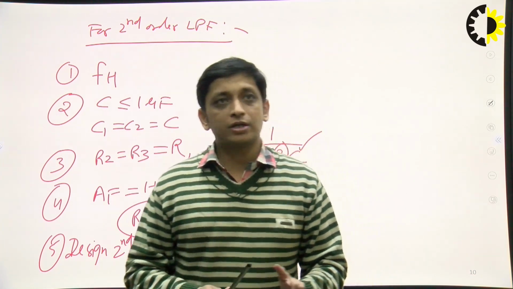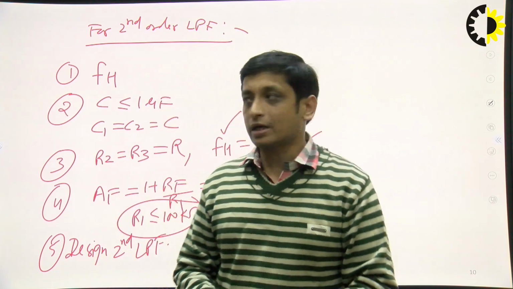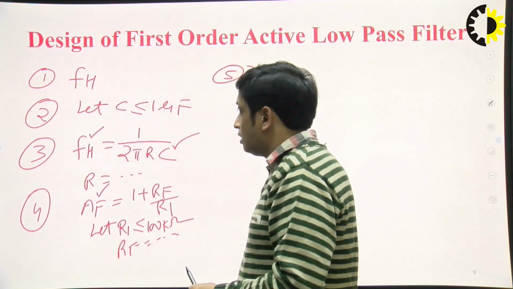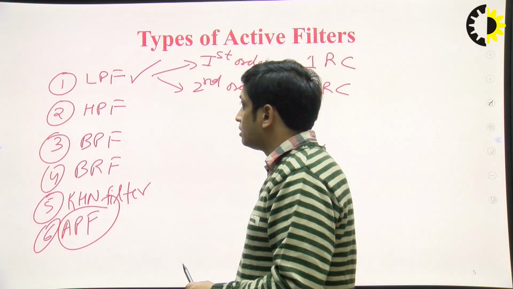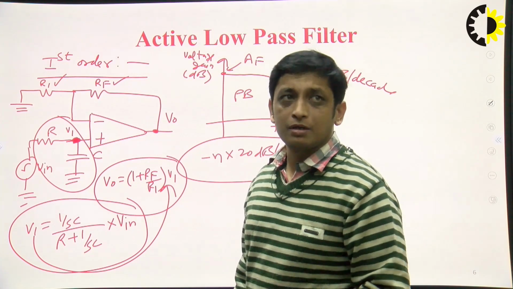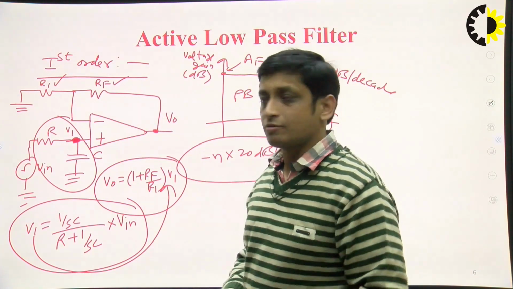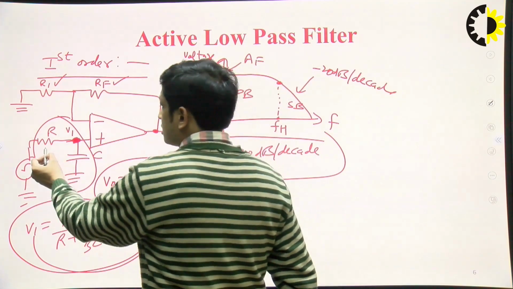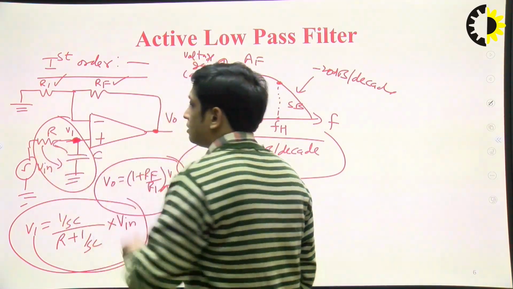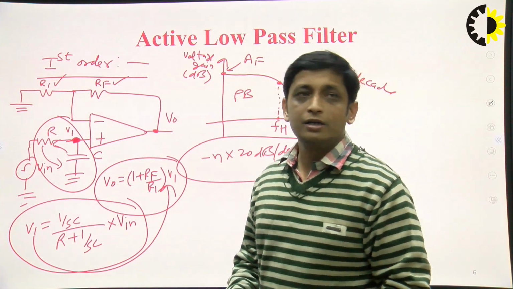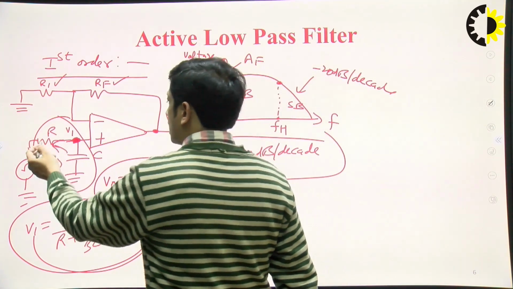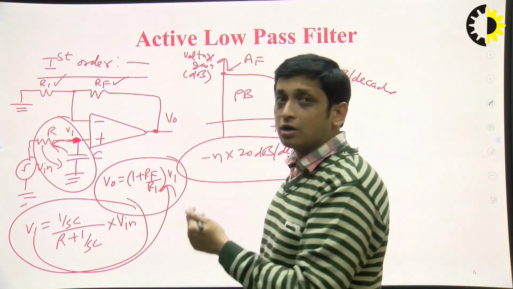If you have understood the first order and second order low pass filter, you can easily do the first order and second order high pass filter also. For example, this is the circuit of the first order low pass filter. To design first order high pass, we just interchange this R and C. If we interchange this R and C, it becomes first order high pass filter.